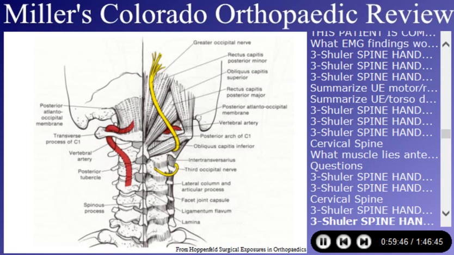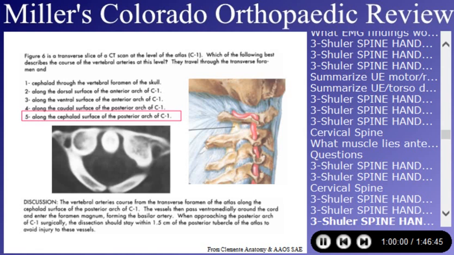The course of the vertebral artery is always a key testable item here. Don't forget it runs on the superior aspect of C1, goes posterior, and then traverses the midline to go through the foramen magnum. Test question: transverse slice CT scan, atlas. Which best describes this course of the vertebral artery?